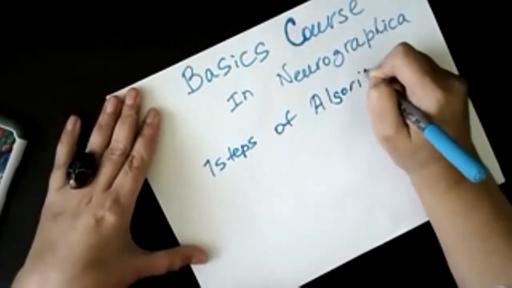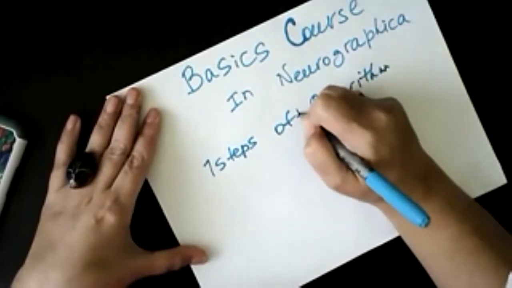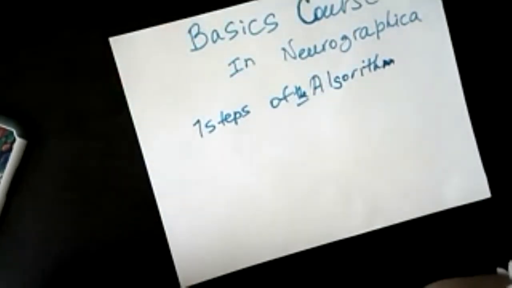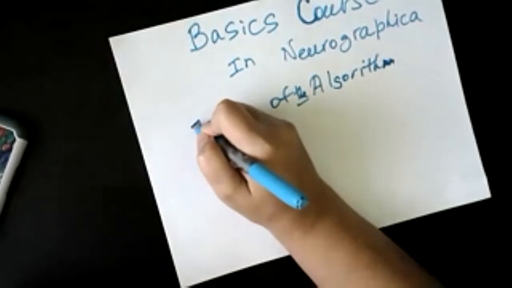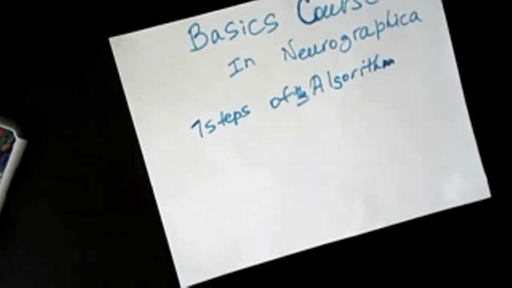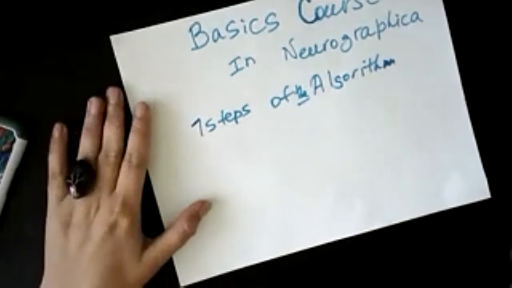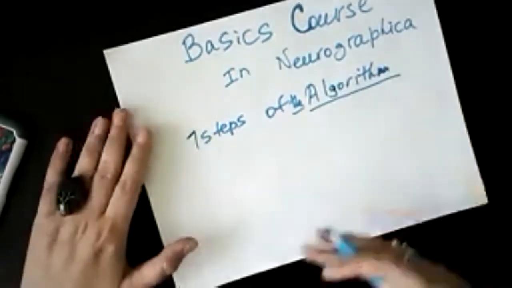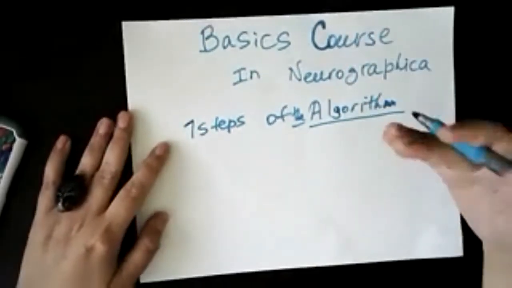Now, some people ask me, the word algorithm is a very mathematical word. I have some friends who tell me, my friends are interested in Neurographica, but they're like, algorithm? What do you mean algorithm? Algorithm is more of a mathematical word, but what it means is the steps, the way something works, and why something works. The word algorithm within Neurographica means the psychological process, the process of achieving results.